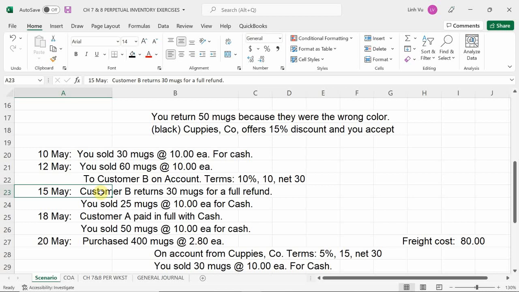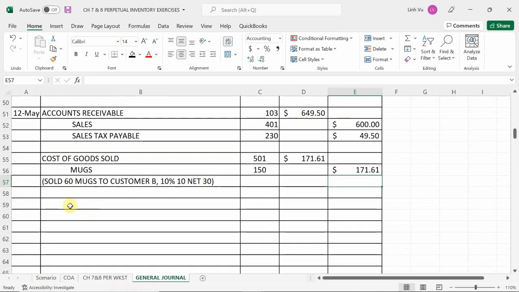We don't know what the situation is, but we know that customer B is going to return 30 of those mugs. And of course, it's within a couple days. It's not going to hurt us that much, right? So in this case, we're going to go ahead and grant customer B the full refund of the 30 mugs, and basically, we're taking back the 30 mugs. So there's two things that we got to do. First, let's give customer B the money back for the sale that we sold him, because we need to adjust that first.